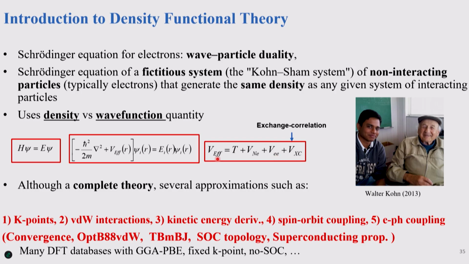What is kinetic energy? We have electrons, and they are moving very, very fast. So we get the electron kinetic energy, nucleus-electron interaction, electron-electron interaction, and so on. Although this is a complete theory, there are several approximations. For example, when you are solving this, it is in a way solving a partial differential equation.